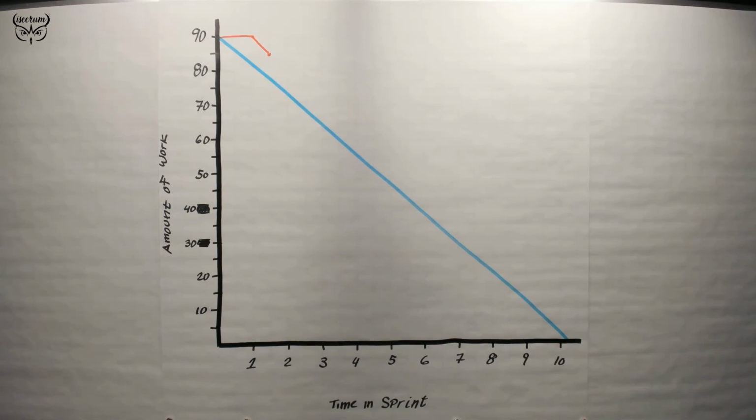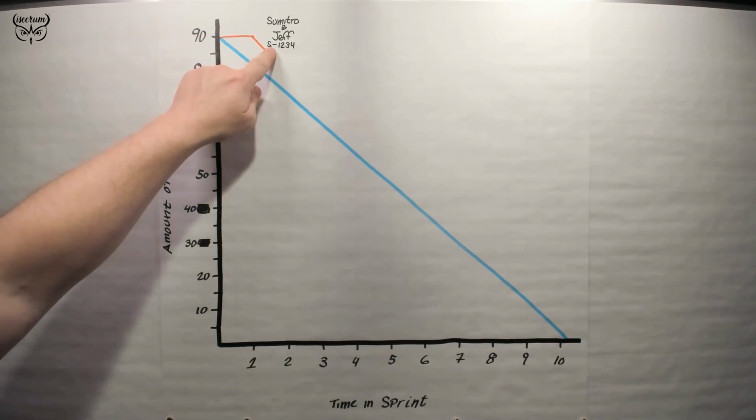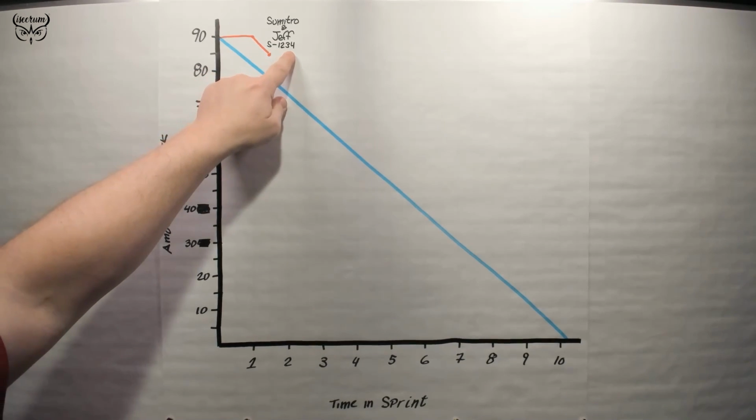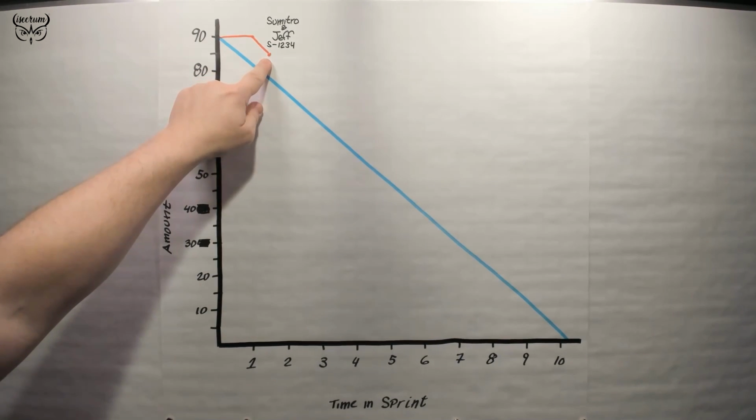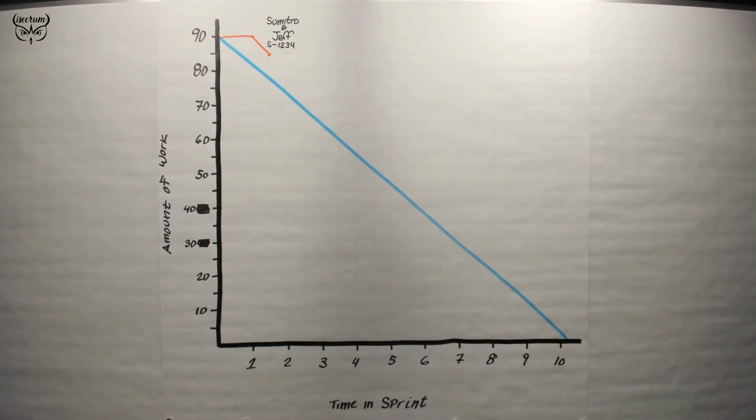Sometimes, and I have done this plenty of times in the past, just draw right on the chart. So let's do that. I made a note here that at lunchtime on the second day of work, Sumitro and Jeff closed out item S-1234. It must have been a 5-point story because they burned it down 5 points.